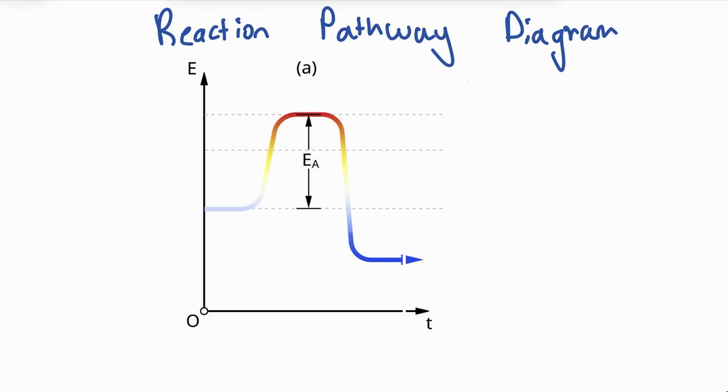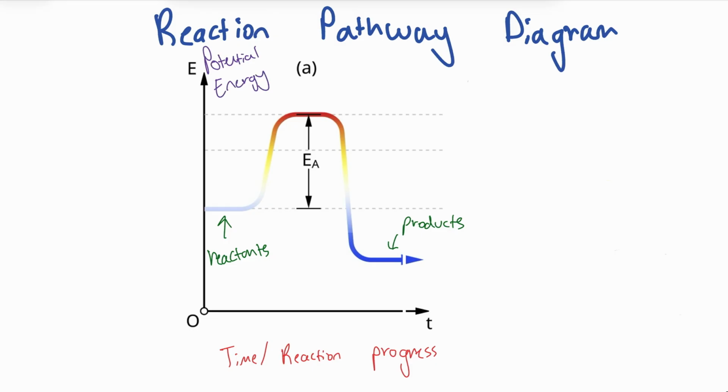The x-axis of this graph represents our time, or the progress of our reaction. The left side contains only reactants because it's at the very beginning of our reaction, and then the right side contains products because it's at the very end of our reaction. The y-axis of this graph represents the potential energy of our bonds.